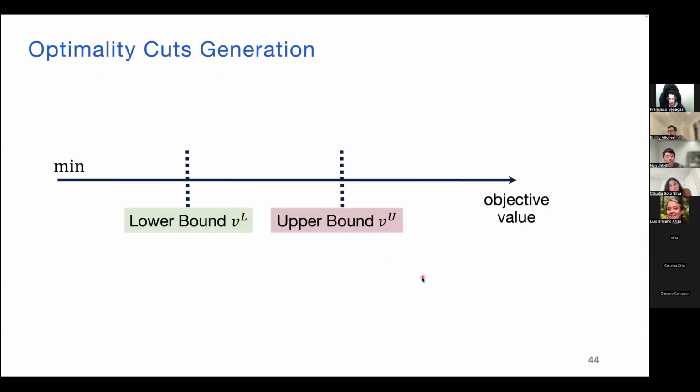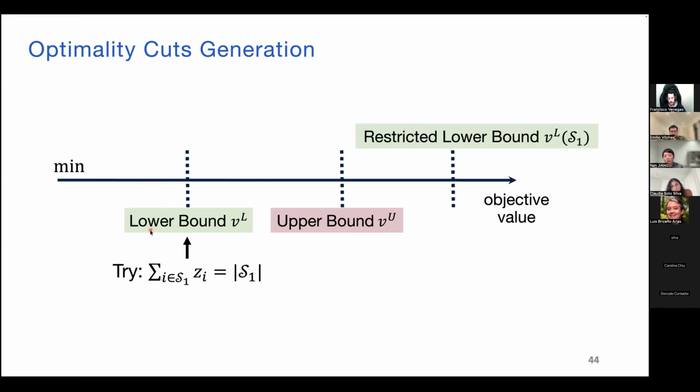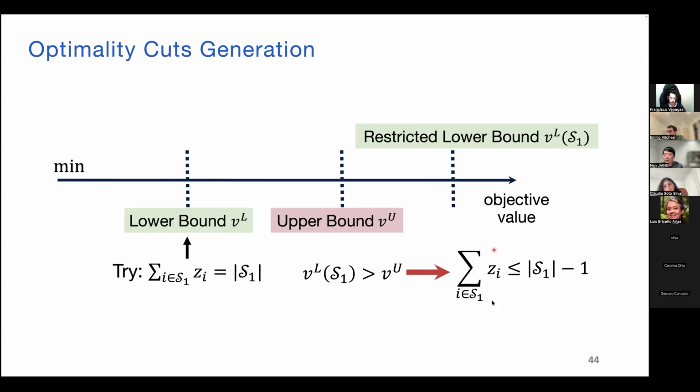What we mean is like this. Right now we have some easily computable upper and lower bounds, and then we try to add some cuts. Let's say, for a given set S1, what if all the Z variables here are satisfied? So we assume all the Z here are 1, and we add this to the easily computable lower bound. It's possible that this restricted lower bound may be greater than the current upper bound. If this happens, that means at least one scenario in the set S1 should not be satisfied. So we can generate this optimality cut.